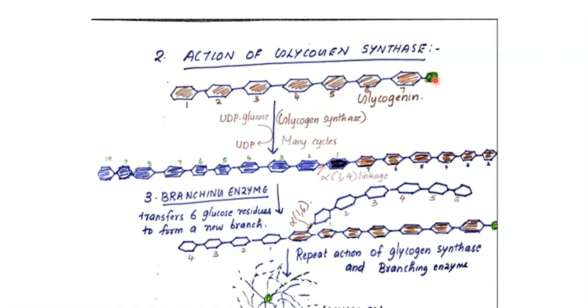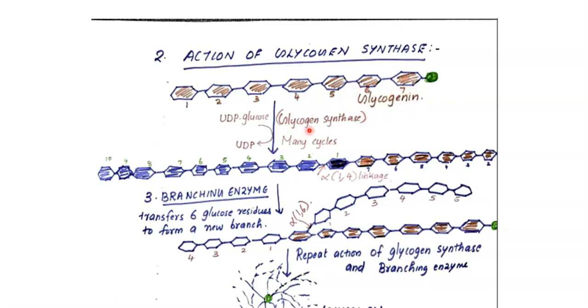What is meant by an oligosaccharide? The number of sugar units present in an oligosaccharide is almost 3 to 10. So here 7 glucose units plus 1 protein. That material is known as glycogenin. It's a primer for the synthesis of glycogen.